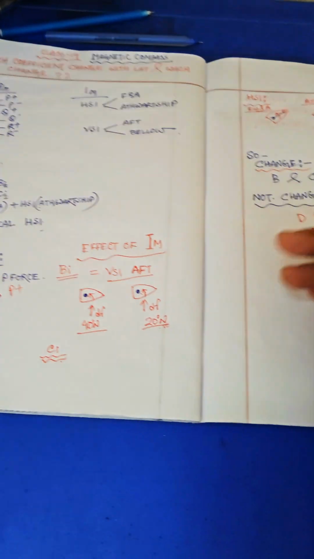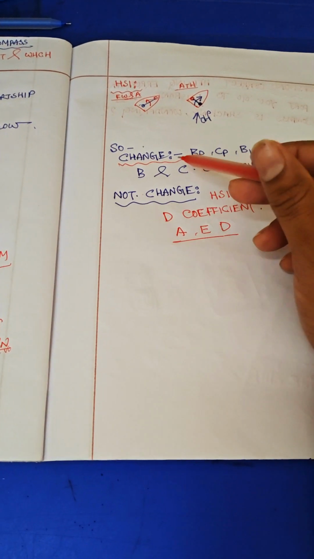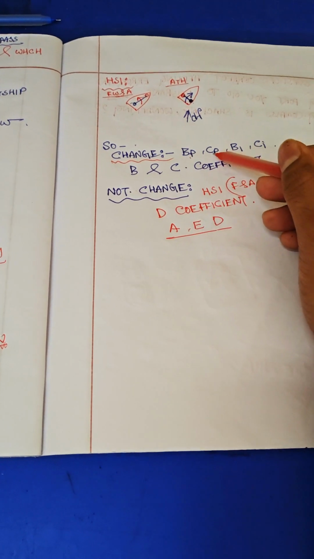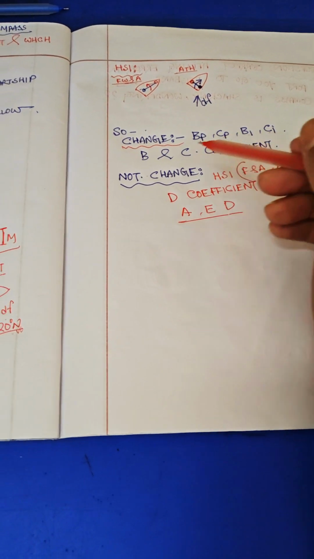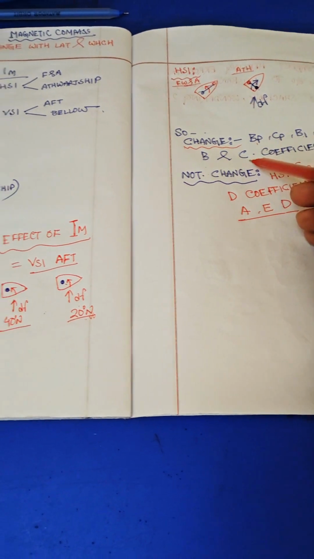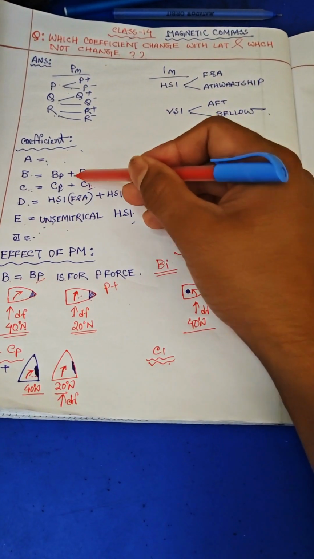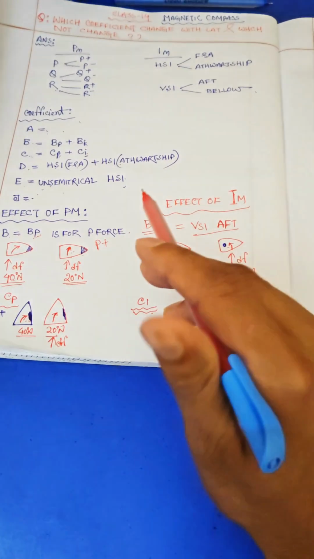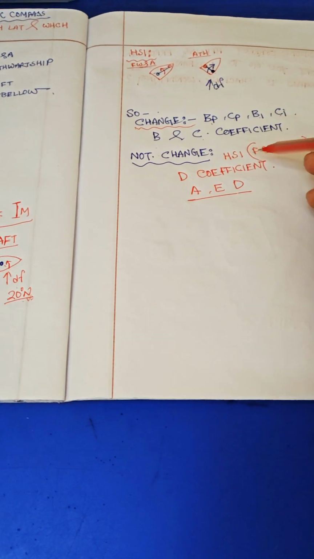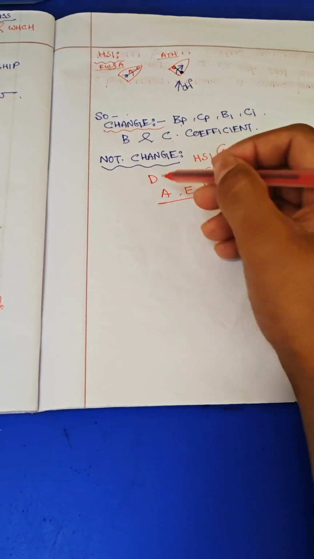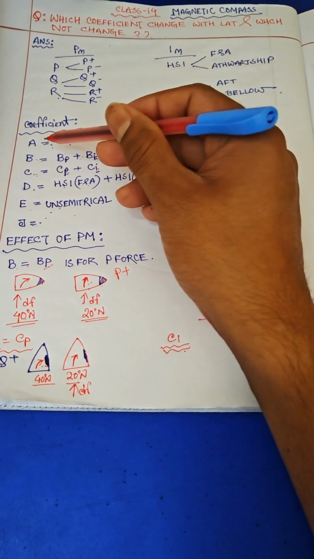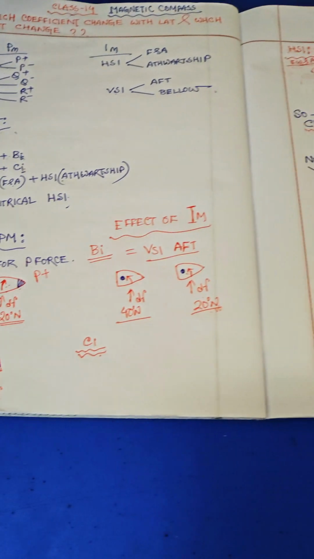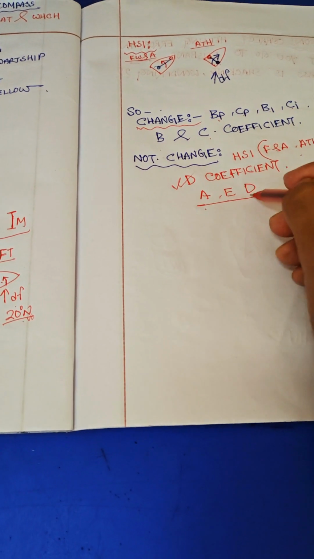So viewers, I can make the summary like this. Changing with the latitude, this BP, CP, BI, and CI are the reason for the B and C coefficients, correct? These B and C coefficients are changing with latitude. This is confirmed, I already showed you with the figures. And since this HSI fore and aft and athwartship is not changing, D is not changing, correct? As well as this A and E are also not changing with latitude, so A, E, D are not changing with latitude.